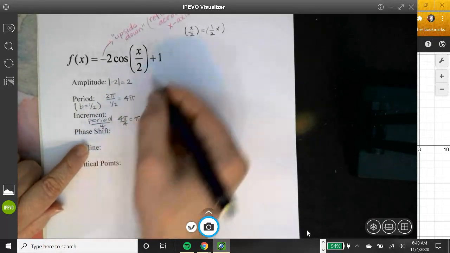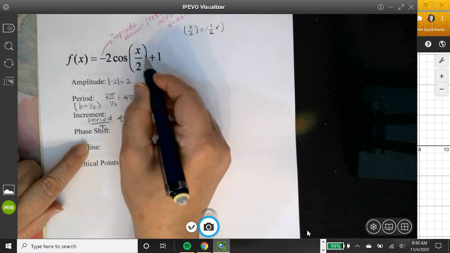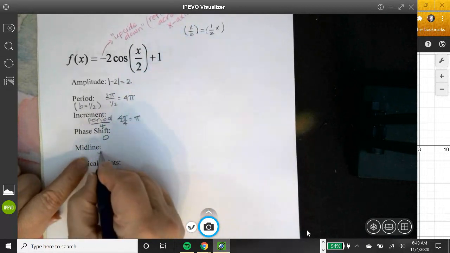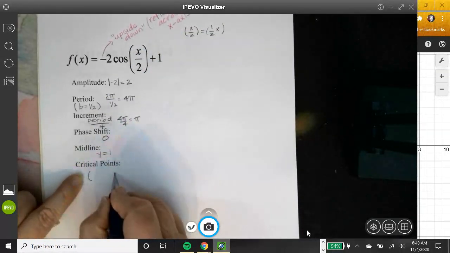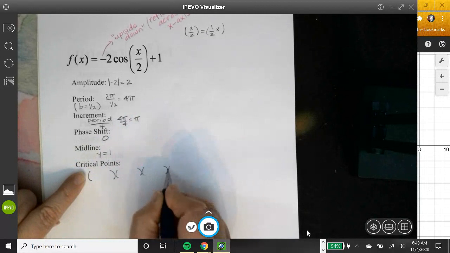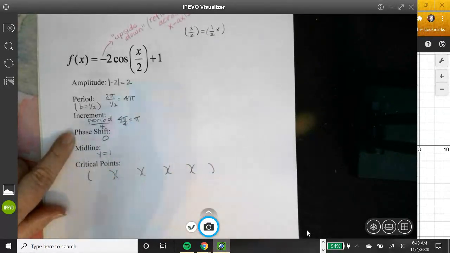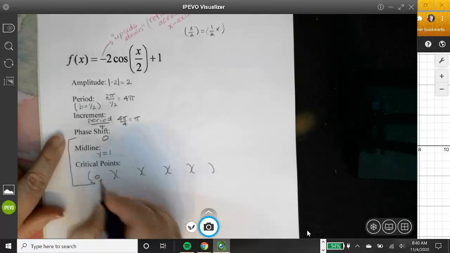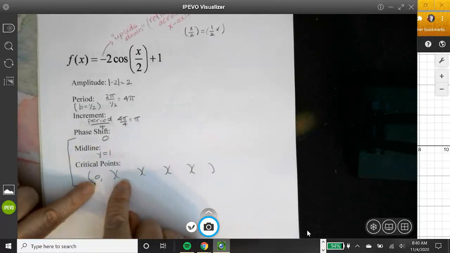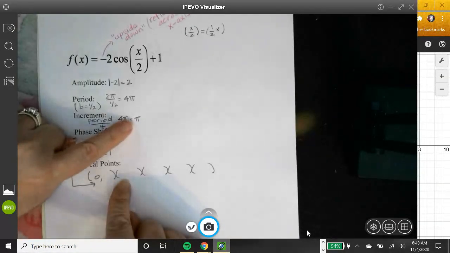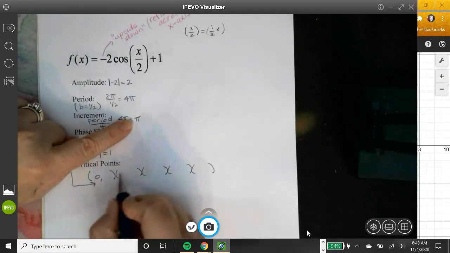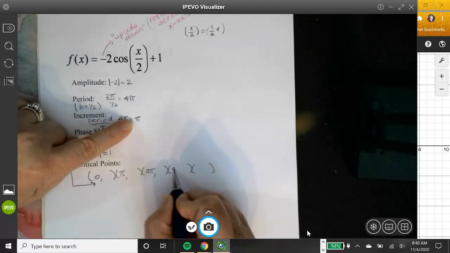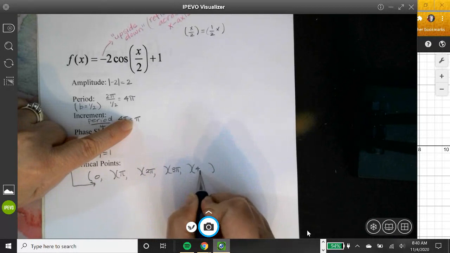The phase shift, I don't have anything else on the inside of the angle argument here, so the phase shift is 0. The midline in this case is 1, and the critical points, how many do we have? 5. And we're going to please start at the phase shift, so we're going to start at 0 here. And then how do we get to the next point? Well, we add an increment. The increment is pi, so this will be 0, pi, add another pi, 2 pi, another pi, 3 pi, and then 4 pi.